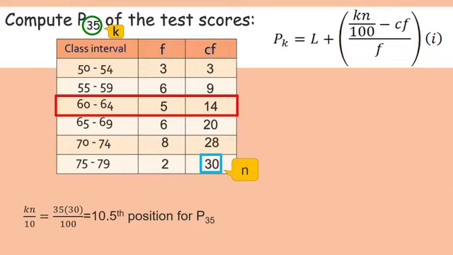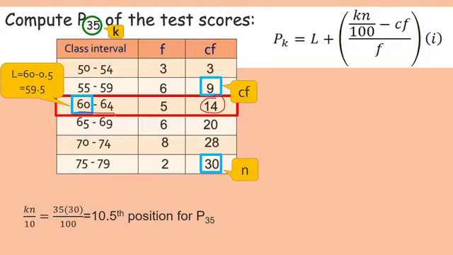So 10.5 belongs to this class over here, 60 to 64. The first number in the CF that is greater than 10.5 is 14. That's why I am using this class. So our L is simply 59.5, that's 60 minus 0.5. Then our CF is 9. Our F is 5. And our class size, that's I, is still 5.